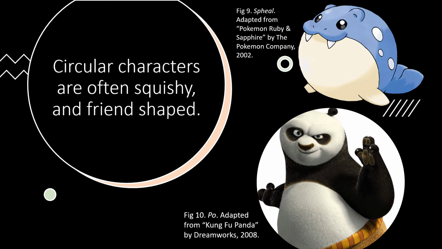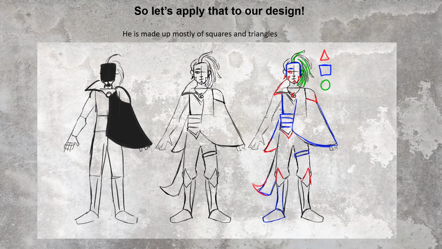So let's apply that to our own design. Let's say we want to make a cunning, sciencey villain. We'll use triangles to make him stand out as a cunning guy, but squares to balance out his design and make him look approachable. This is his base. I also made sure to incorporate asymmetry into his design to make his silhouette more unique.